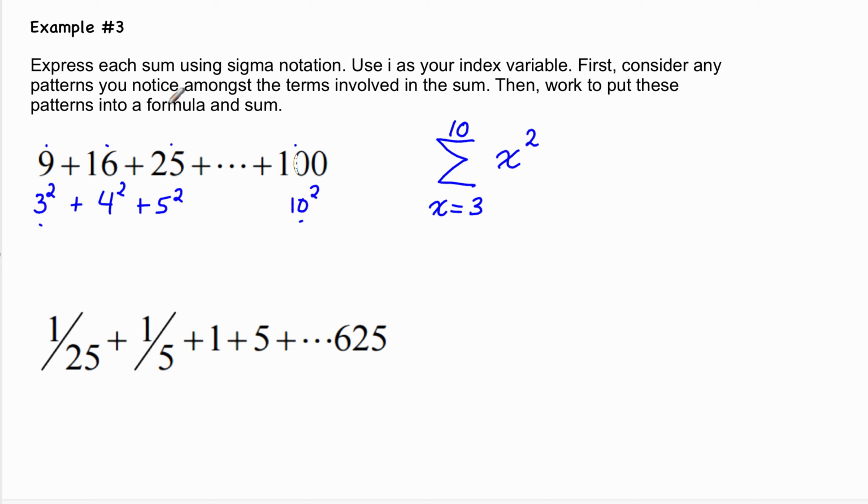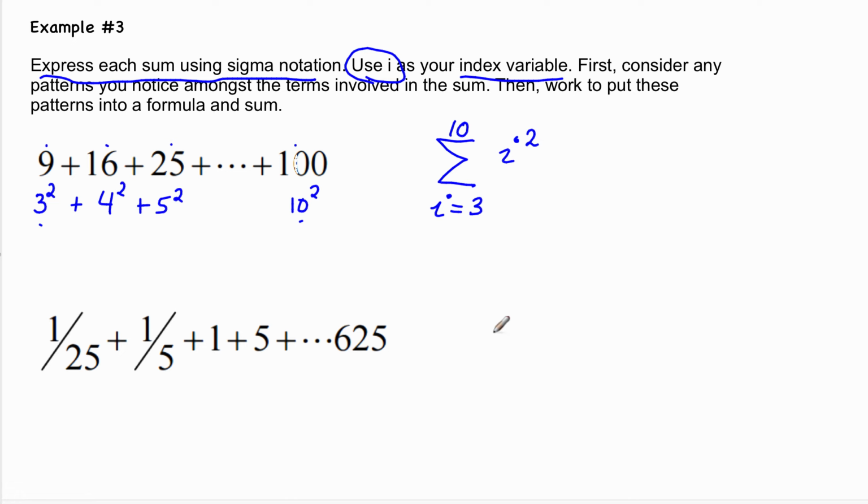Now notice the directions said express each sum using sigma notation. It says use I as your index variable. So I'm going to have to come down here and change this x to an I because that's what the directions told me to do. Boom.